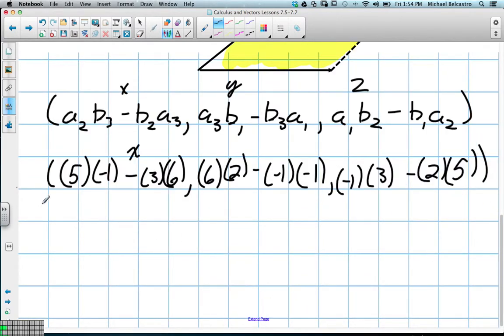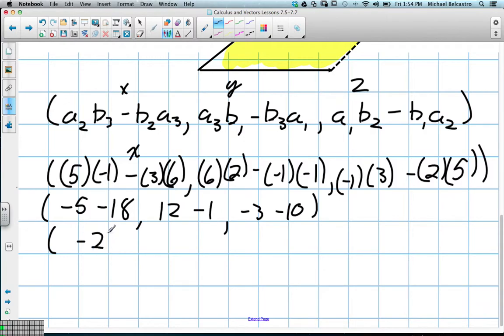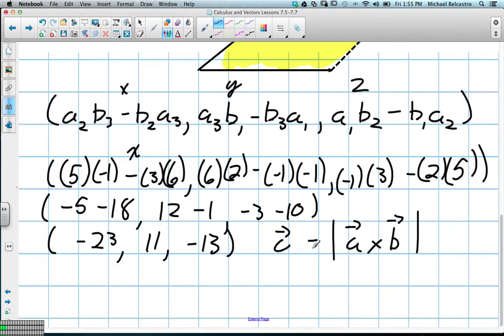And that should give us our new vector components, which will be -5 minus 18, 12 minus 1, and -3 minus 10. So our new perpendicular vector should be -23, 11, and -13. So that's the cross product of our two, since we renamed them A cross B. But remember, in order to find the area of it, we have to find the magnitude. And we know we can find the magnitude of any vector by just doing the dot product by itself, right? We'll say vector C is equal to A cross B. Okay, we've renamed it C.